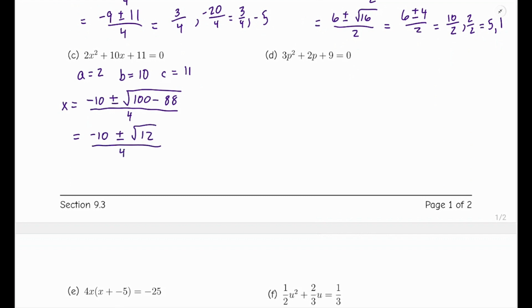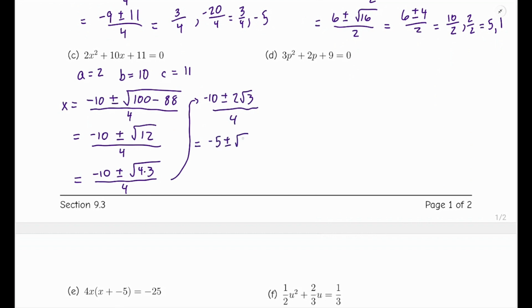Now, this time I can't take the square root of 12, but I can simplify it because 12 is 4 times 3. And then the square root of 4 is 2, so we get negative 10 plus or minus 2 square root of 3 all over 4. And now all three of the terms are even, so I can reduce by 2 to get negative 5 plus or minus 1 square root of 3 all over 2 as our final answer.